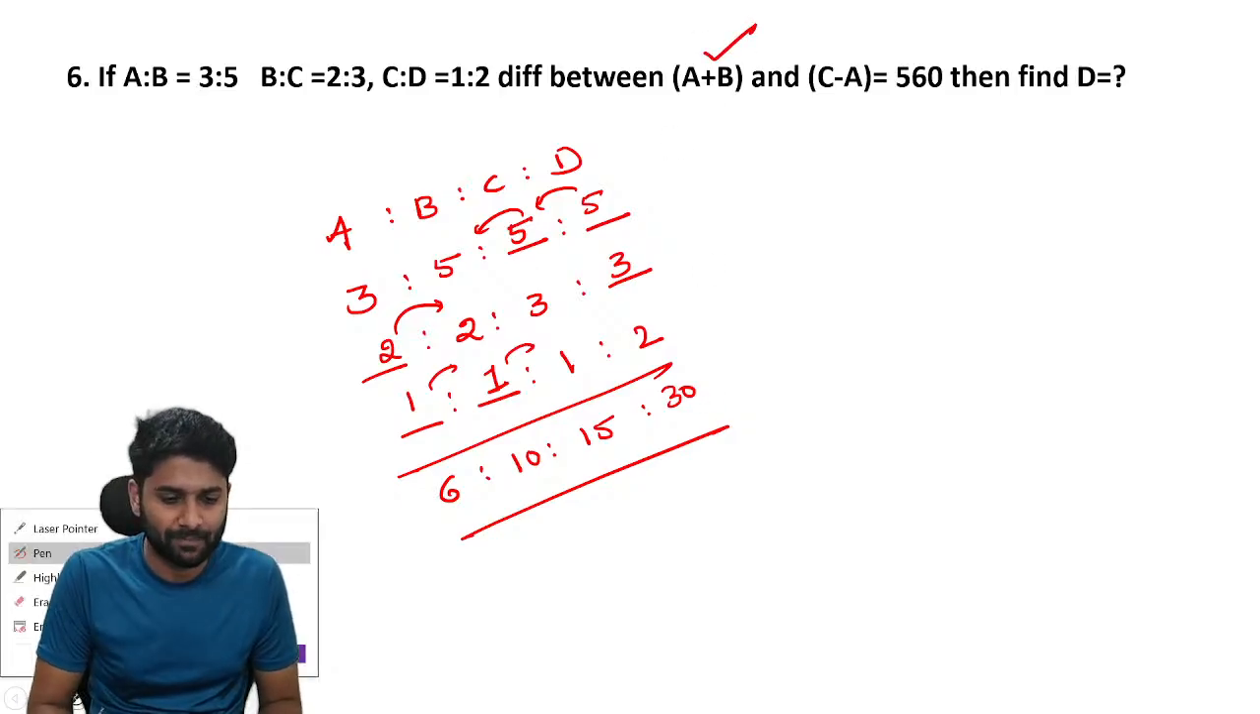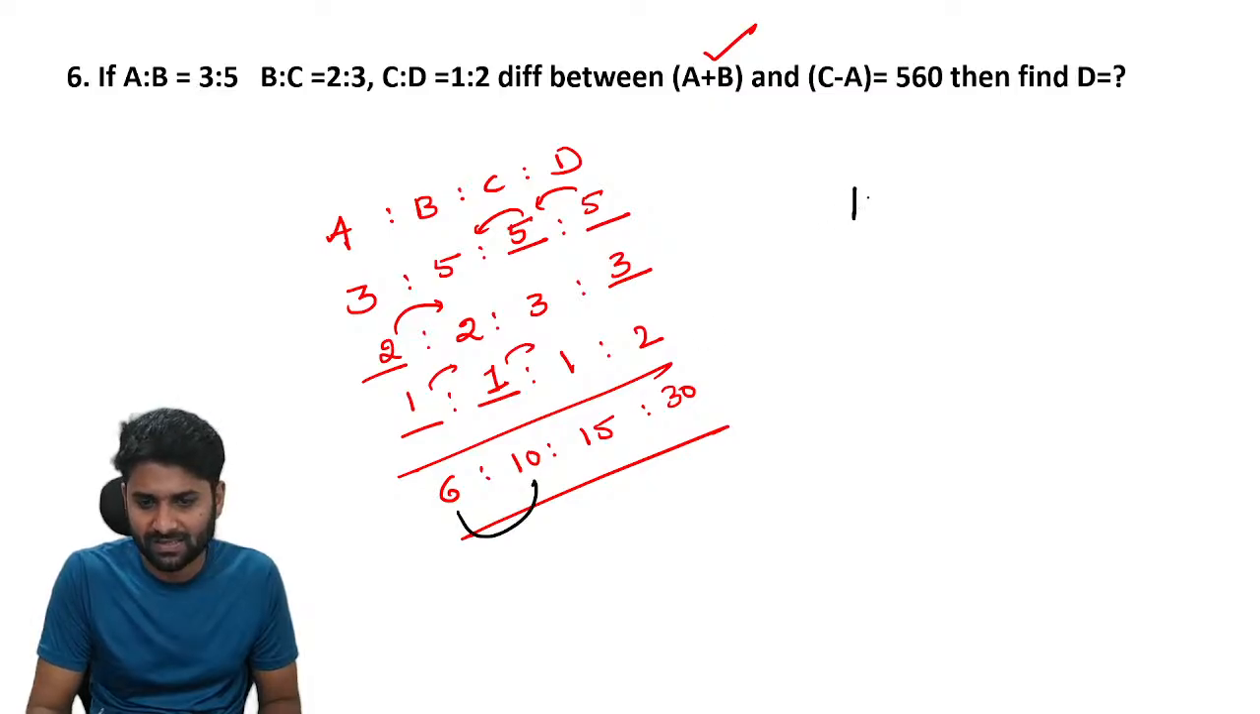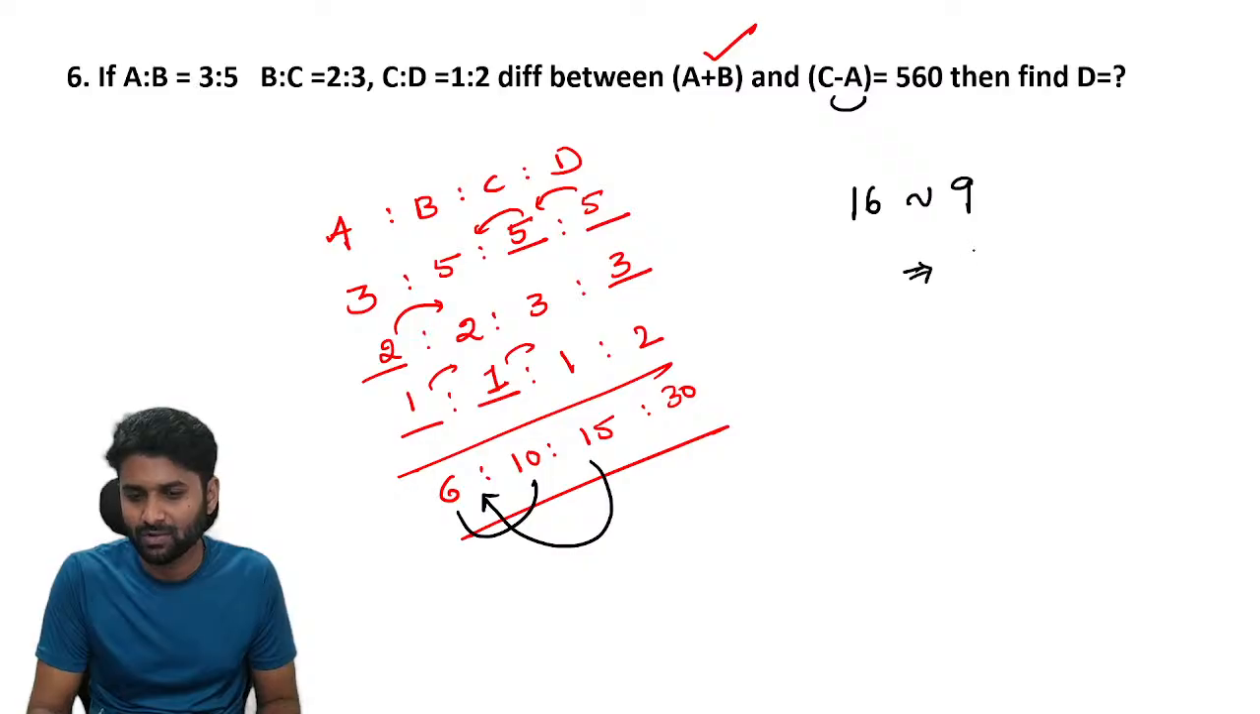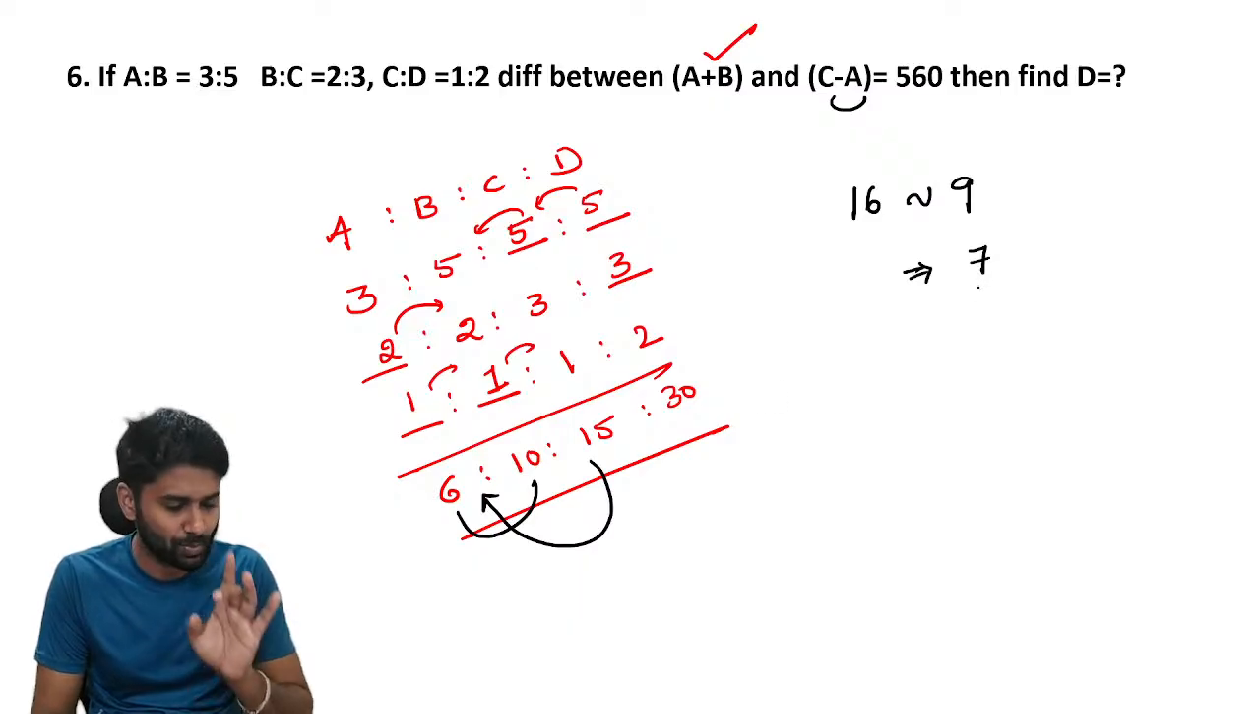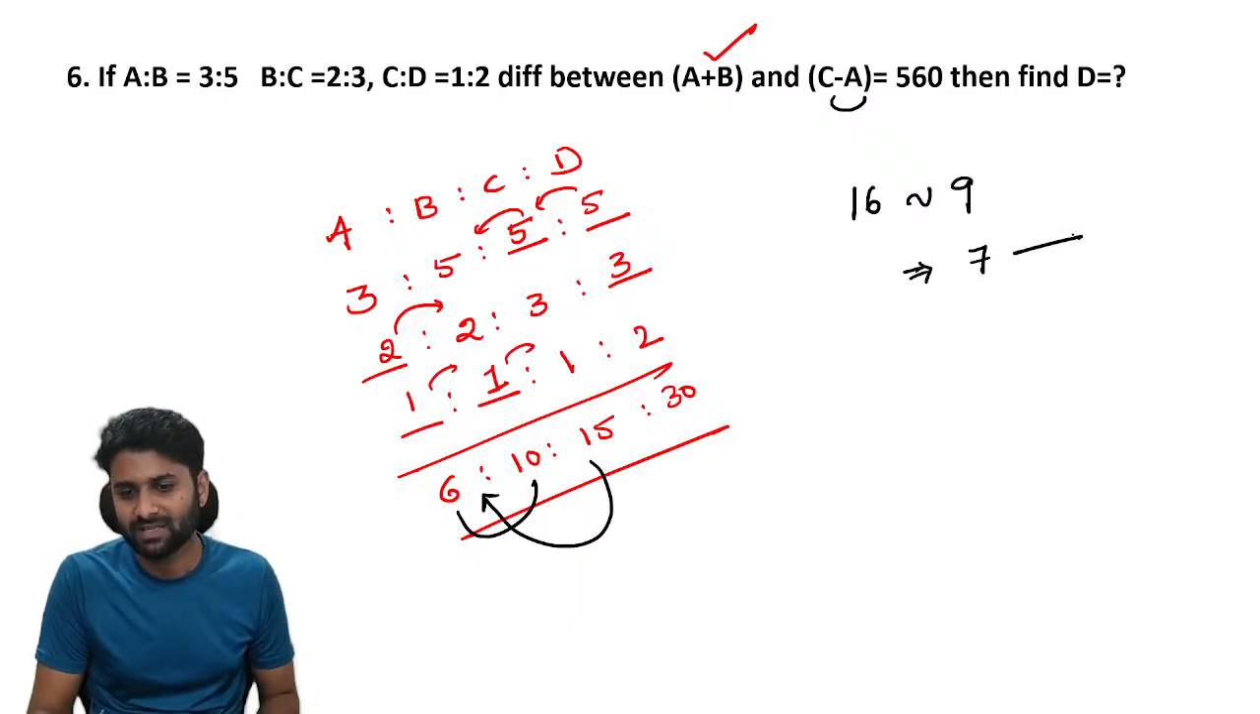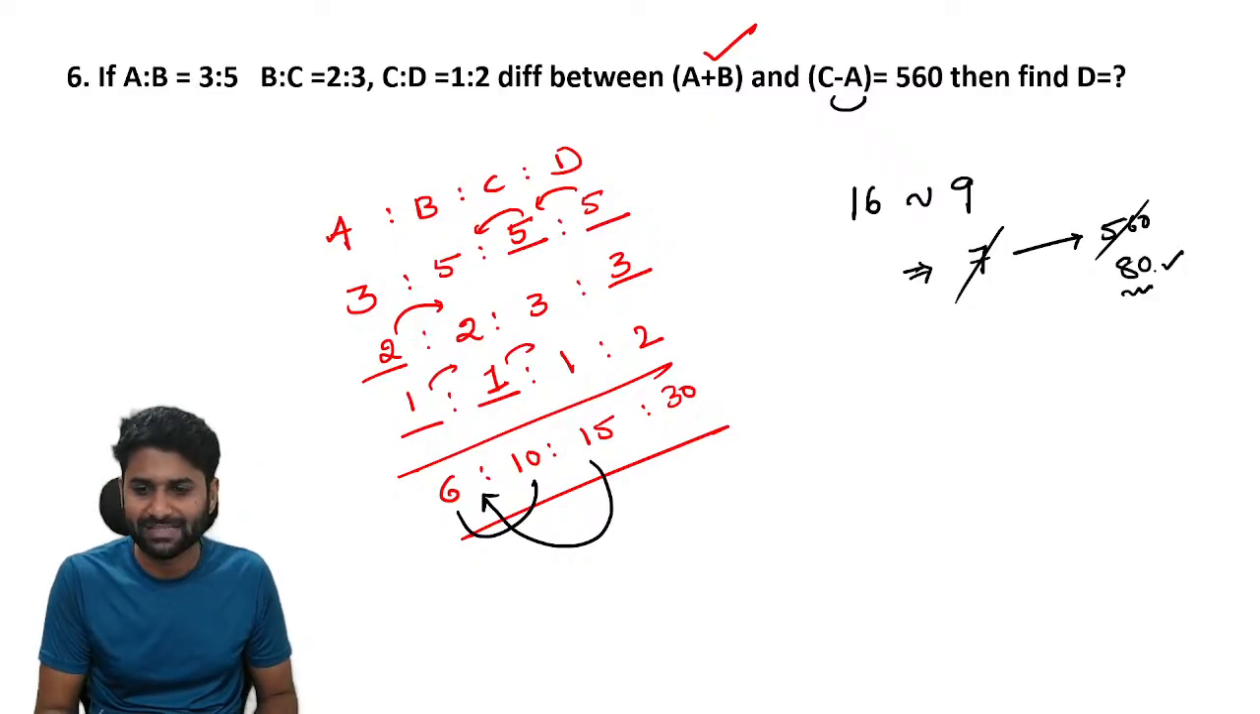A plus B. What is A plus B? If you take these numbers as correct, A plus B is 16. What is C minus A? C minus A is 9. If you go through the difference, how much difference can you see? 7 units. If you take these numbers as exactly correct, the difference must be 7. But instead of 7, they gave 560. Now convert these numbers. So each unit is 80. Each unit value is 80.